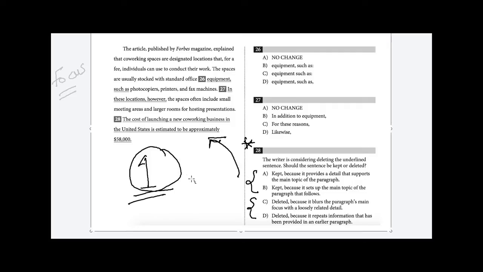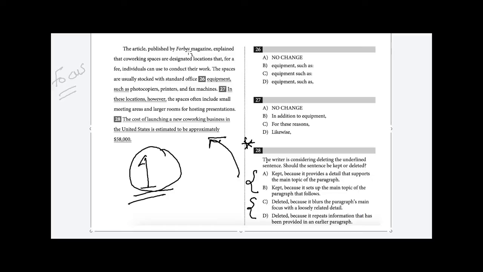Okay, so let's take a look at this. Let's read the question first. The writer is considering deleting the underlined sentence. Should the sentence be kept or deleted? Now, before we go on to read the options, let's quickly read this excerpt.